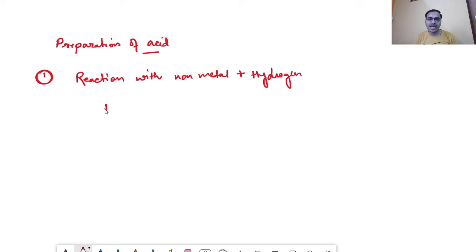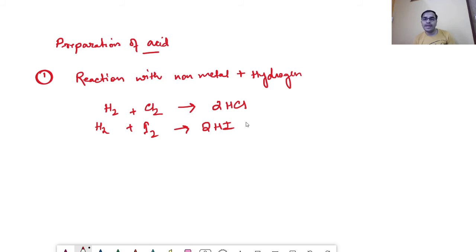For example, if I take hydrogen gas plus chlorine, if these two are reacted, they undergo a combination reaction to form 2HCl. Please do learn how to balance a chemical reaction, because you will be given the equation only in balanced form. Clear? I can take another example. Let's take hydrogen plus iodine. We will form 2HI. So this is the first method of preparation of acid, that is when you react hydrogen with a non-metal, you form an acid.